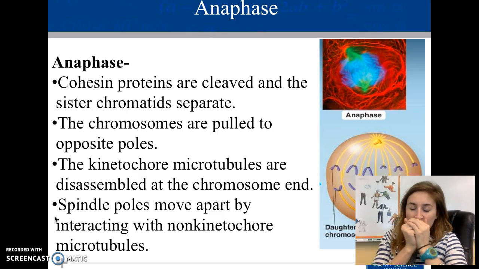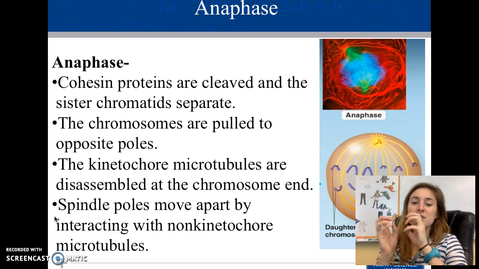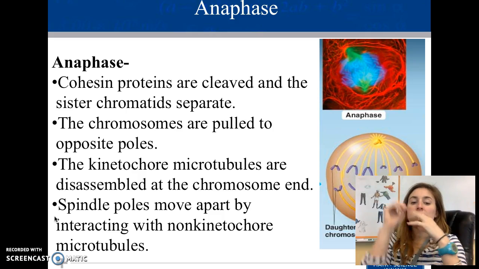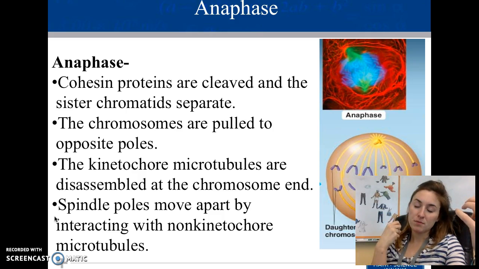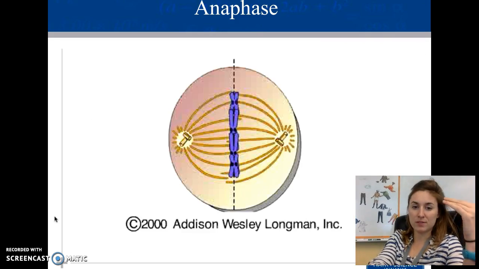The kinetochore microtubules are disassembled once they've reached the ends, and the spindles start moving apart. They start kind of pulling the chromatids towards their respective side. So it looks like this, and then they start being pulled apart.